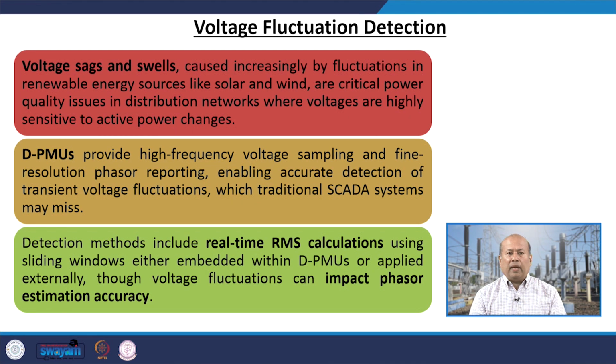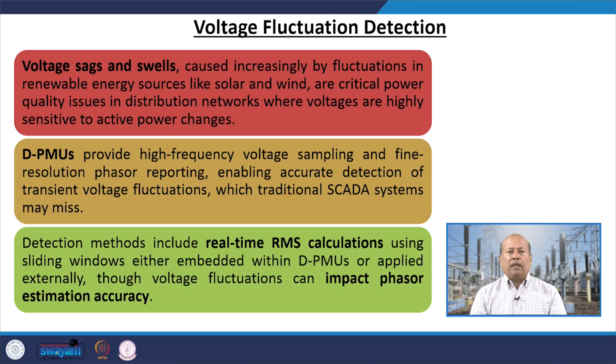Now, voltage sag and swell, for example, voltage fluctuation detection is also an important aspect where voltage sag and swell caused increasingly by fluctuations in renewable energy sources like solar and wind are critical power quality issues in distribution networks where voltages are highly sensitive to active power changes.